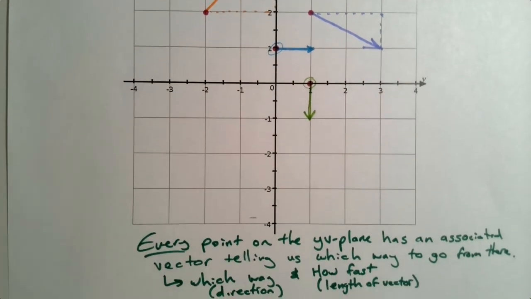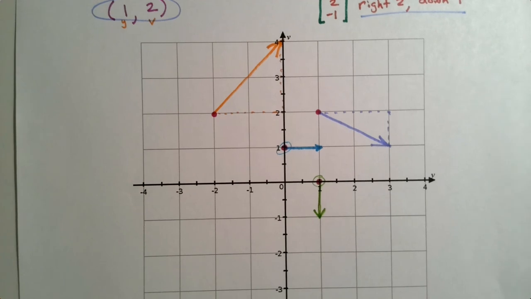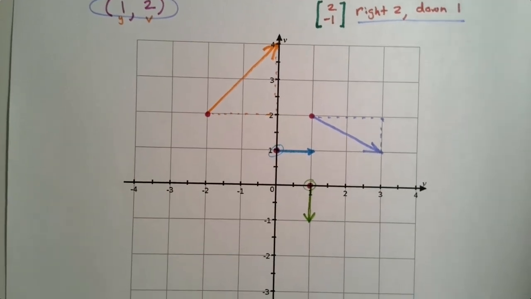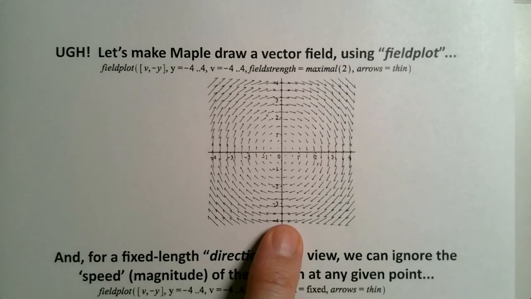Now, you might be thinking, oh, geez, anytime we want to see a vector field, we have to plot points and do this? Well, in the old days, the answer would have been, yeah, you have to plot points and draw arrows and try to get a picture of what's going on. But of course, we're not in the old days anymore, and we have Maple. And so Maple can produce a vector field.